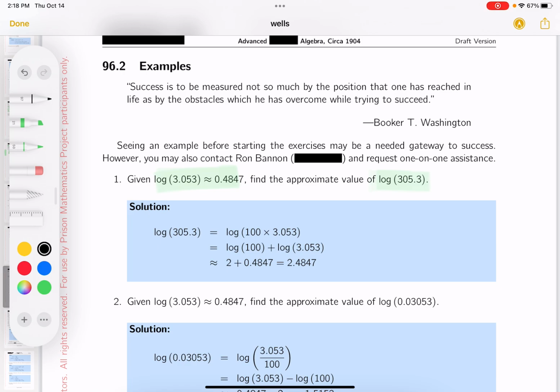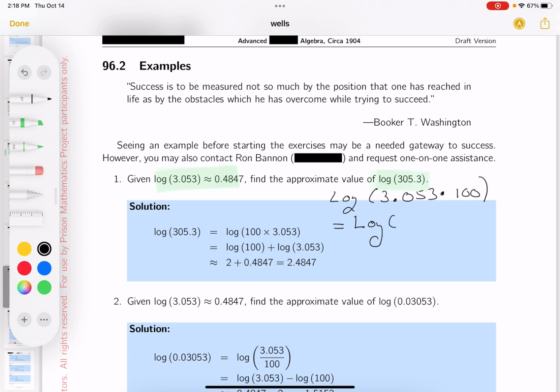And let me write this down over here. So it looks like log. I'll write this down. I'm going to write, it looks like 3.053 times 100. So now I think I see it. And what's that going to be? A product now, right? So I'm going to write the sum down.